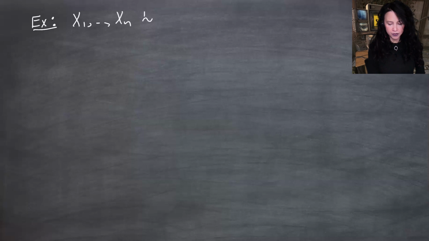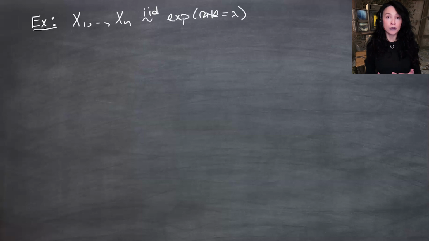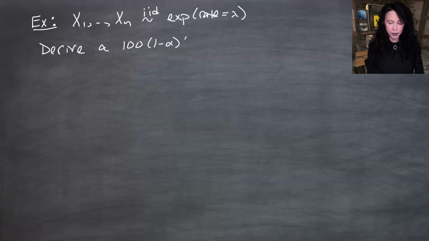At the end last time, we were talking about a random sample, or a bunch of IID random variables, from the exponential distribution with rate lambda. And we wanted to find a 100 times 1 minus alpha % confidence interval for lambda. So no more normal distribution. I'm going to say find or derive. That sounds fancier, doesn't it? A 100 times 1 minus alpha % confidence interval for the rate parameter lambda.